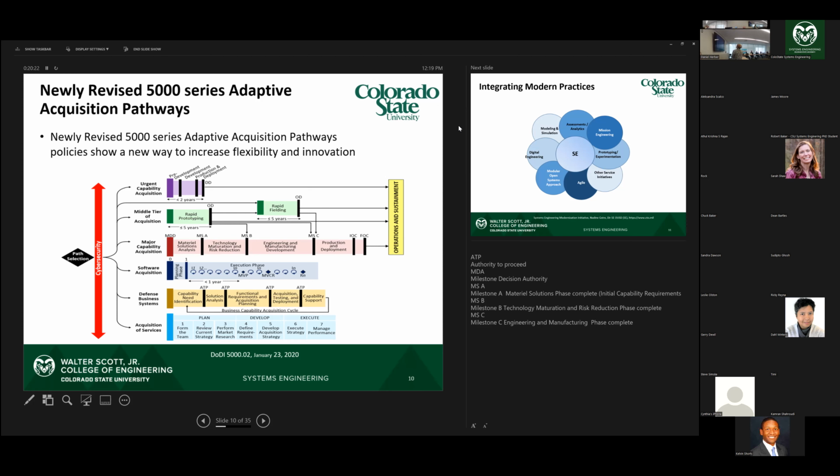So anyway, the DoD decided they were going to do something different. Now they're calling this the adaptive acquisition pathway. So you can pick any one of these pathways, depending on what your project is, how complex it is, how much it costs, right? And of course, what its mission is. So when you look at this, it is a great deal faster than it used to be. We're talking about urgent of 2 years.